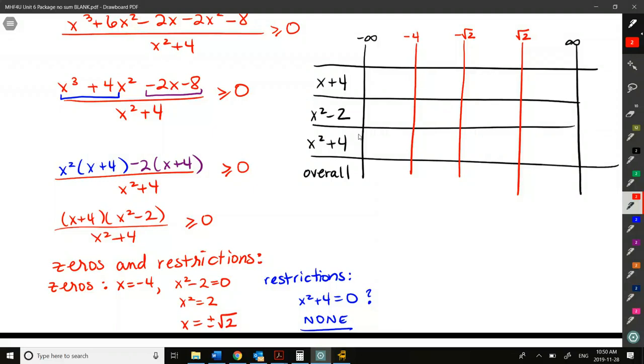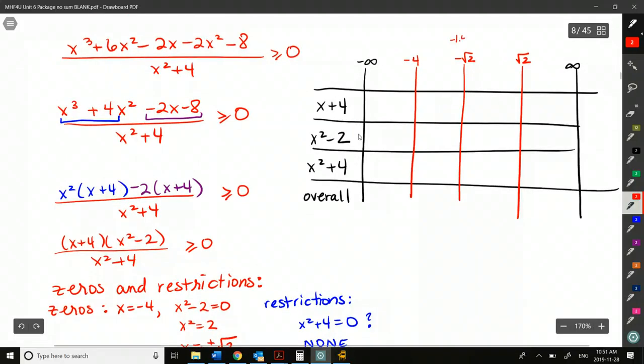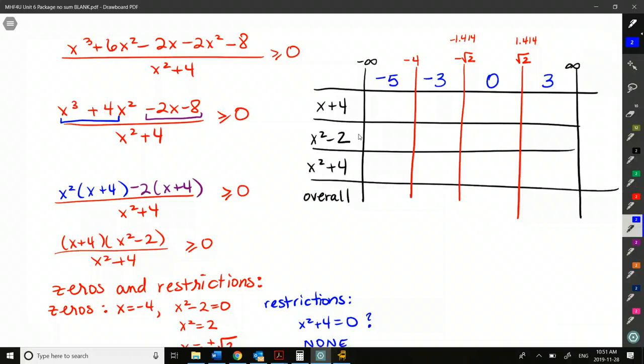And just so we know, approximately, root 2 is equal to 1.414. So when I'm thinking about this, I want to think like negative 1.414 and positive 1.414. Okay, so let's just say maybe we'll do negative 5, negative 3. 0 is a good one for this one, and then maybe we'll do 3 here. Okay, let's sub in each of these into our equations and record positive or negative.